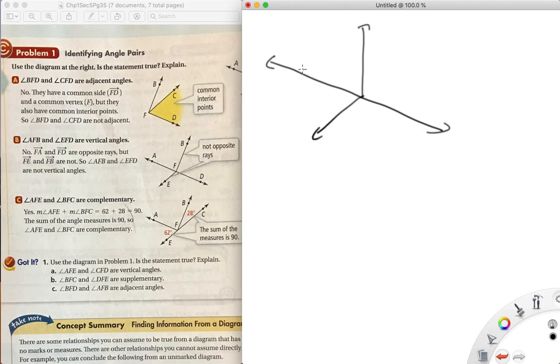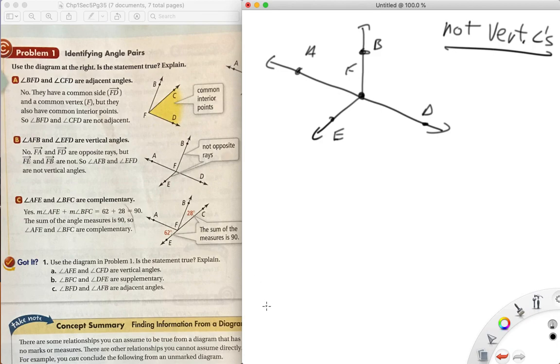And they want me to know if they are common. Well, not common. I want to know if they're vertical angles. Okay, so short answer is they are not. So not vertical. Not vertical angles.